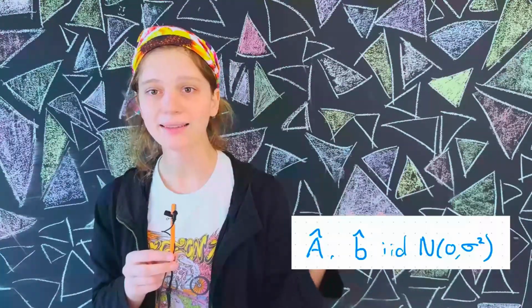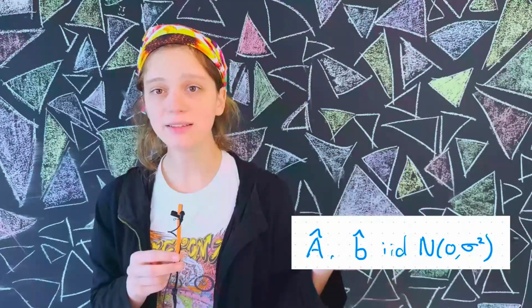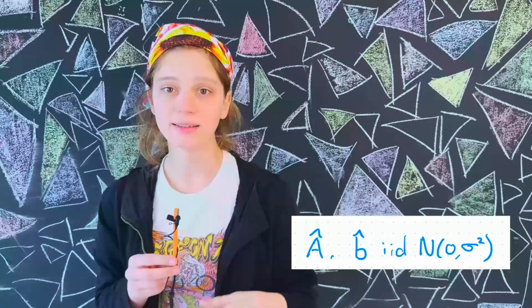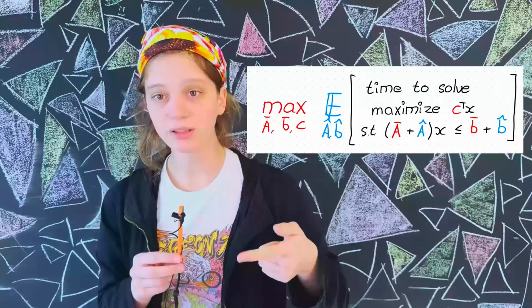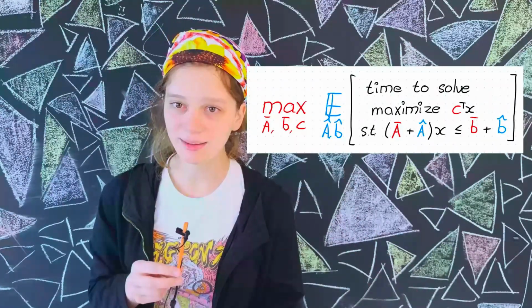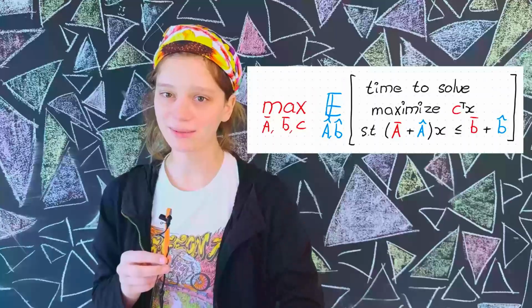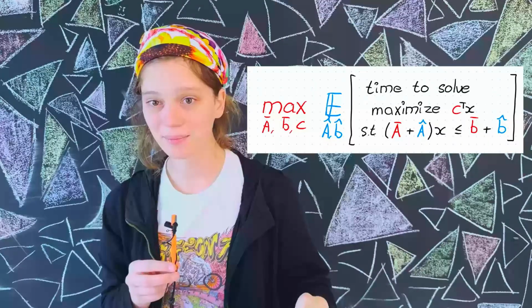Then we would assume that every entry of the constraint data would get independently and normally distributed random noise added to it. So we would sample A hat and b hat with IID Gaussian entries, and then the smooth analysis of a simplex method would be measured as we take the maximum over A bar, b bar, and c of the expectation over A hat and b hat of the number of pivot steps it takes a simplex method to maximize c transpose times x subject to (A bar plus A hat) x at most b bar plus b hat.